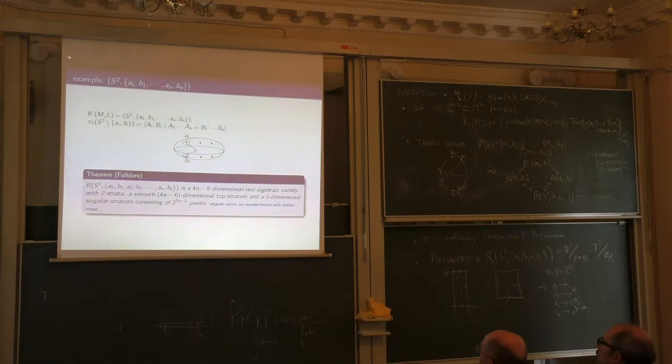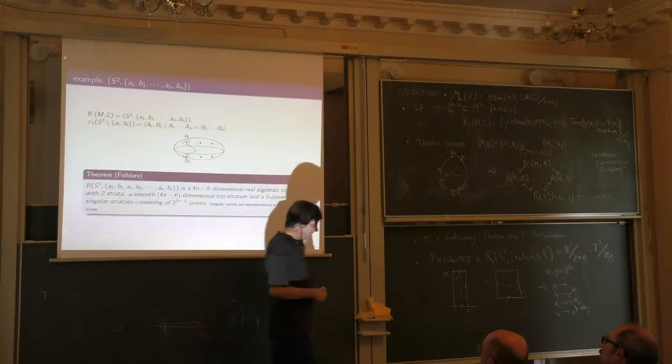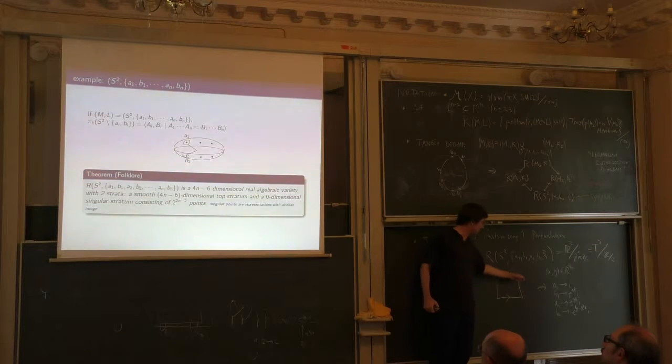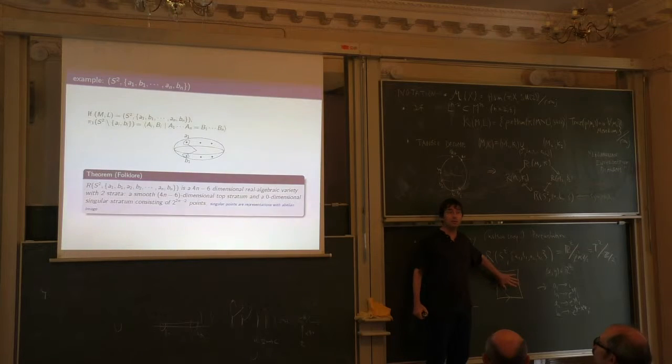So here's a theorem. I ascribe it to folklore because I first saw it in a paper of X.S. Lin when he introduced his signature invariant in terms of character varieties. But he states this without proof, and it's not hard. It's a fairly simple exercise. The theorem is that this is a real algebraic variety. It has two strata. So it's singular, but it has only two pieces: a smooth piece of dimension 4n-6, and then a zero-dimensional singular set. So here's the case when n is 2. 4n-6, 8-6, good, it's two-dimensional with a zero-dimensional singular set.